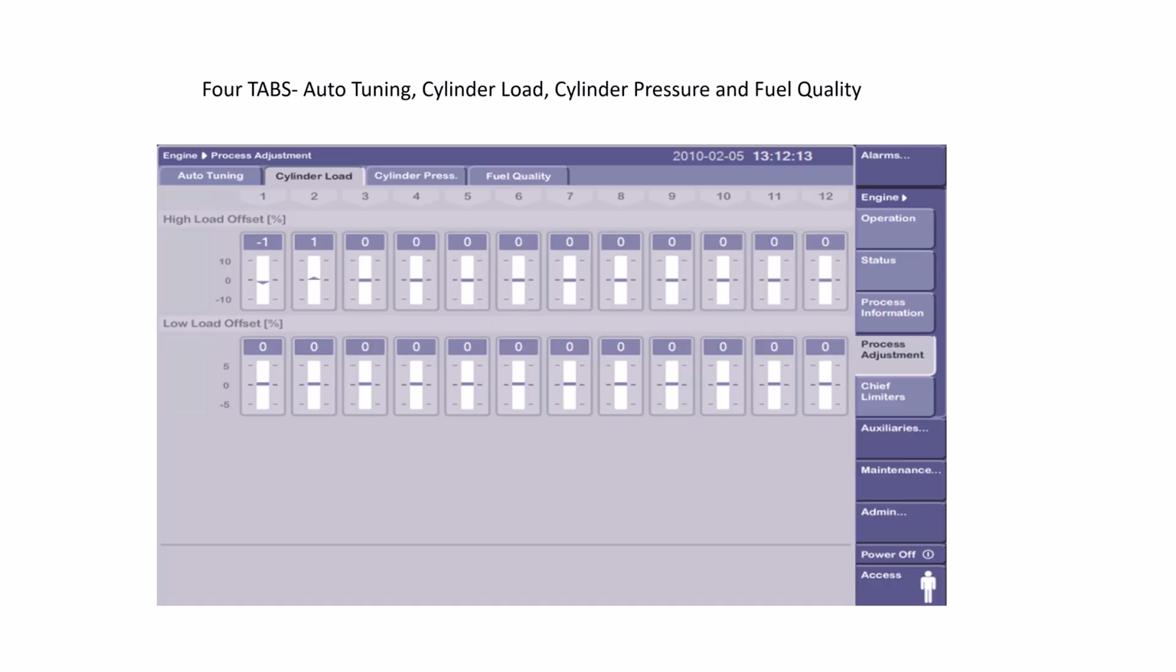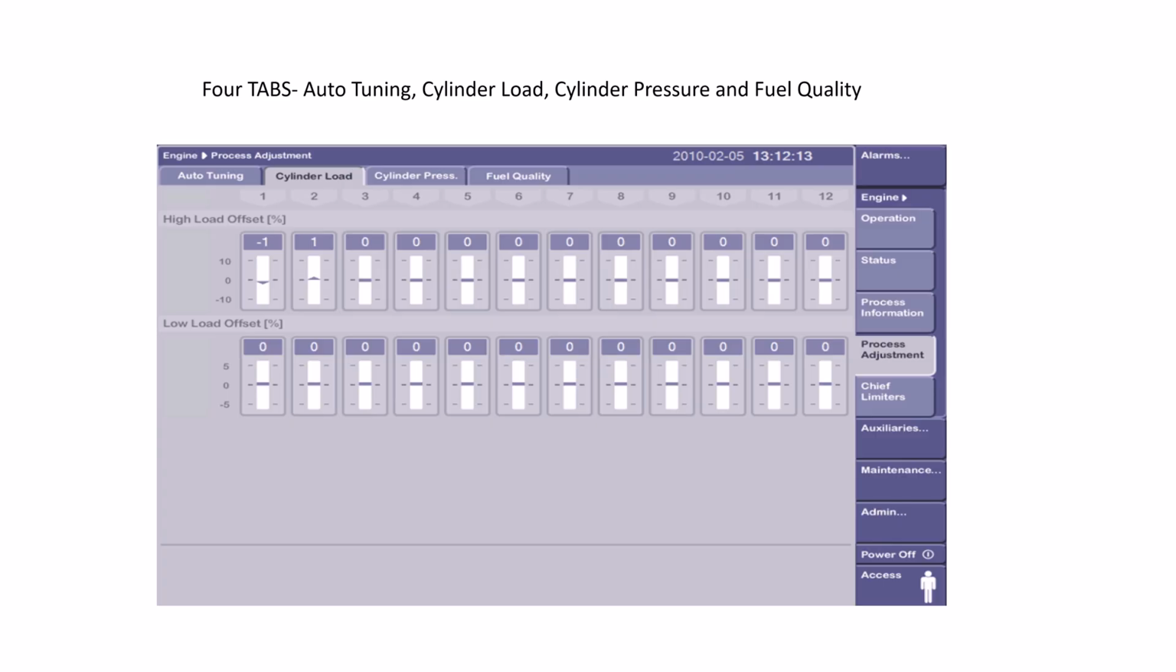4 tabs: auto tuning, cylinder load, cylinder pressure, fuel quality. Auto tuning doesn't require any introduction, because auto tuning means it is balancing the engine on its own as per the given algorithm. If you are using that, the engine will be balanced on its own. When you are using cylinder load, here we can balance high load offset and low load offset. Two offsets we can provide. High load offset, low load offset.